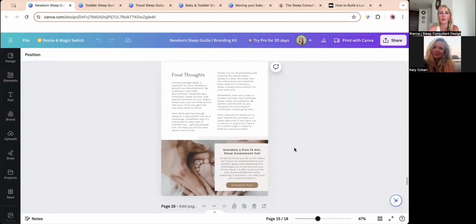And then one thing that I definitely want you to do always in every freebie is make sure that there's a call to action, a next step. And that can be to download something else, to check out your website, but even better for us as sleep consultants is to schedule a call. Once they've read this, they come to the end. And here I wrote, and if you buy this you can adapt it to your own wording, of course: I'd like to invite you for a call where we'll focus on understanding your specific goals, addressing the challenges you're facing with your child's sleep, and I'll offer practical tips and recommendations while exploring if and how I can help with your unique situation. Schedule now. And then you want to connect the call to your scheduling platform. Always put a call to action.